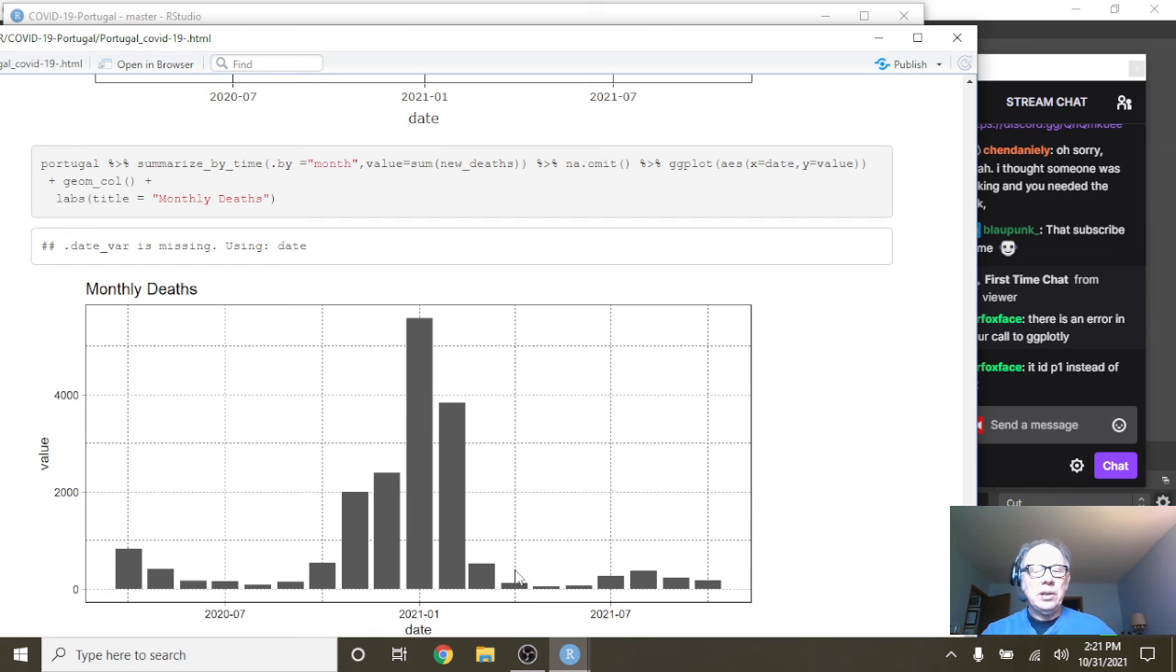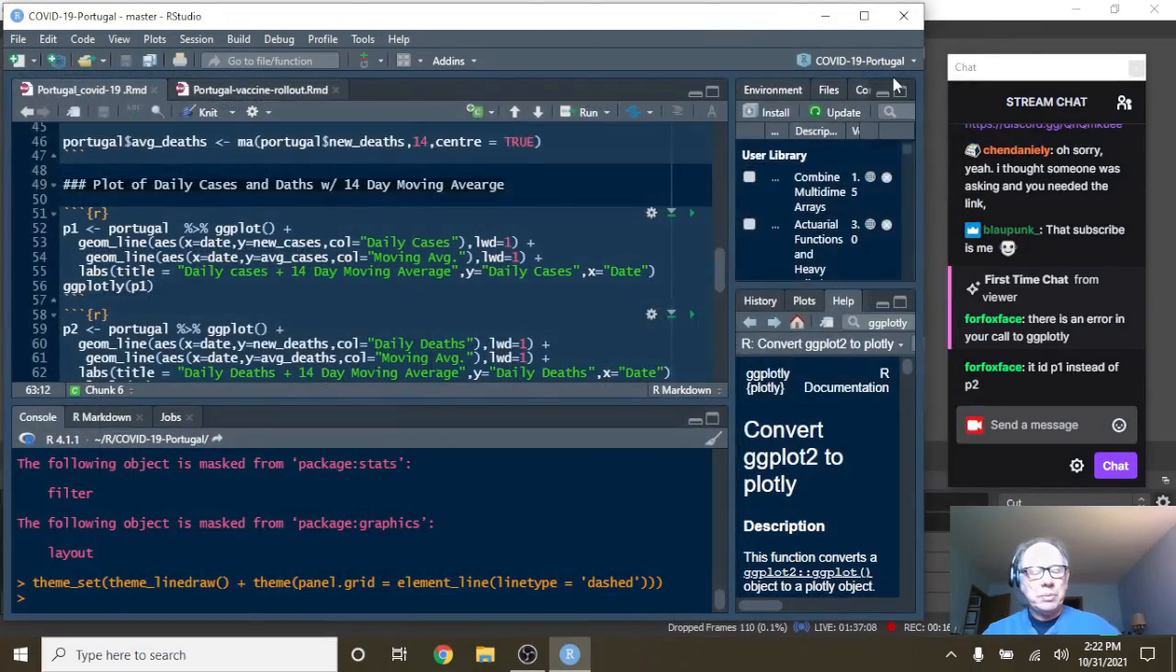Of course, we can just look at how crazy low these deaths are for Portugal. This is 1,000. This is 500. Okay. So anyway, Portugal, that does conclude your report for today.